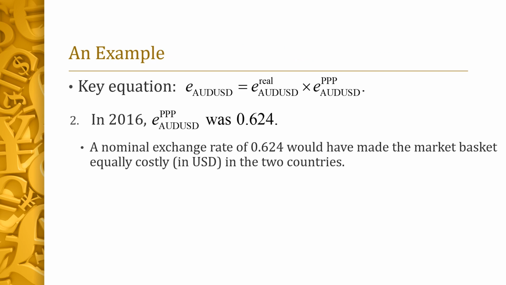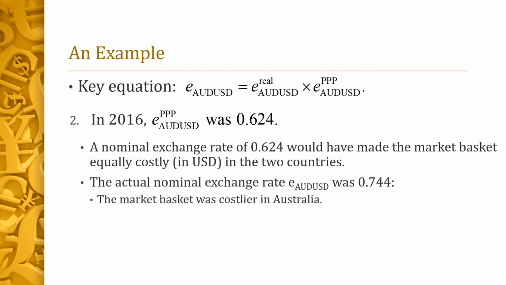In 2016, the PPP exchange rate as reported by the OECD was 0.624. That means that if the nominal exchange rate were also equal to 0.624, then the market basket would have the same cost in the two countries in US dollars. Now, the actual nominal exchange rate in 2016 was 0.744. That means that the market basket was more costly in Australia than in the US.